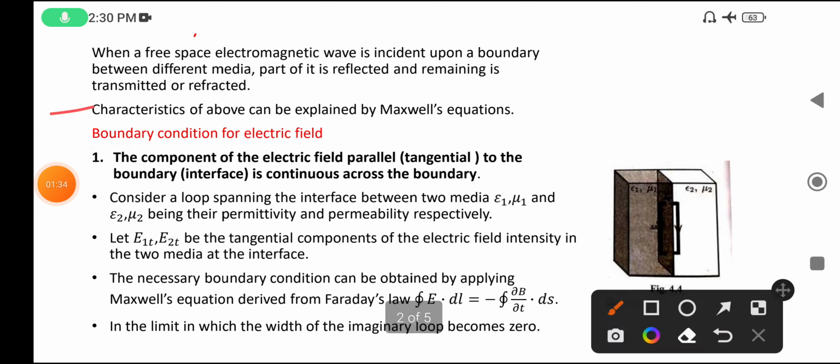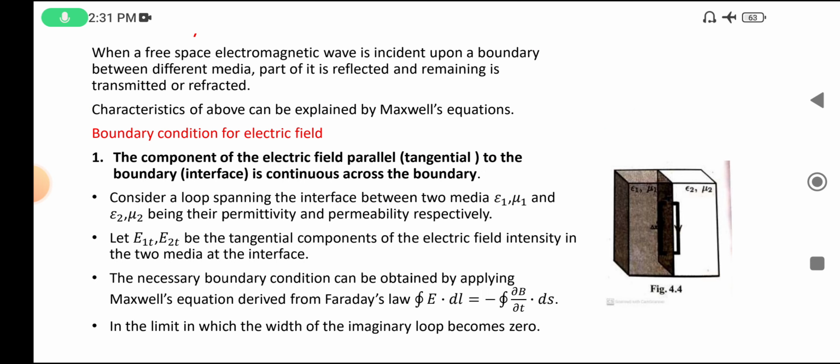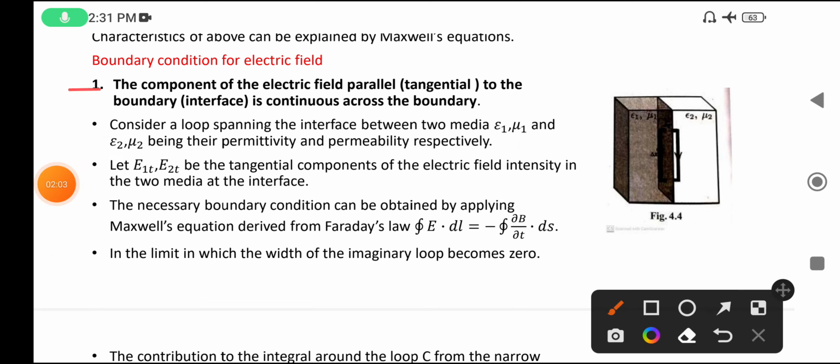Next, the characteristics of the above can be explained by Maxwell's equations. So these wave characteristics can be explained by Maxwell's equations. How many equations? 4 equations are there. Here the boundary conditions are also 4. 2 belong to the electric field and 2 belong to the magnetic field. So let me start with the electric field. Boundary conditions for electric field, let me explain.